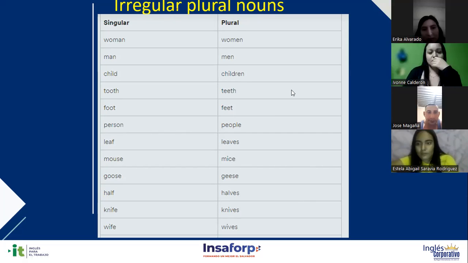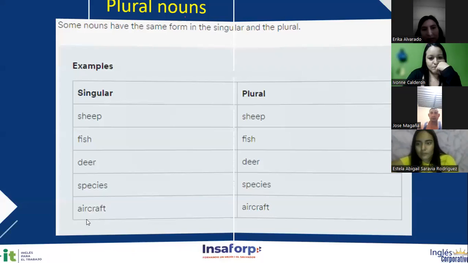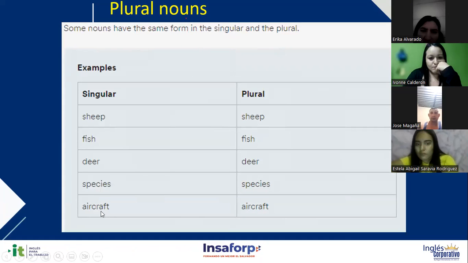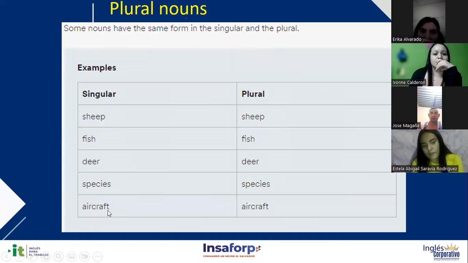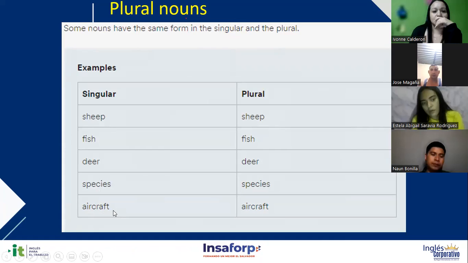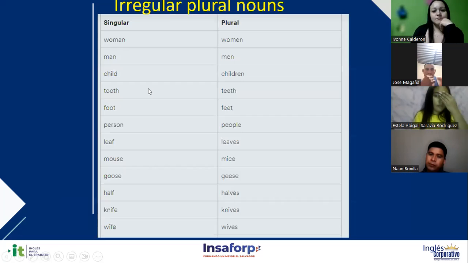Yes. Can you repeat the meaning of aircraft? Ah, craft. Craft es aparato. Un aparato, algo que ha sido hecho por el hombre. Yes, craft. Y aircraft es un aparato que vuela. Okay. So craft is a synonym of device. Device, que es algo que ha sido creado por el hombre, ¿sí? Okay. Good. Let's continue, right?